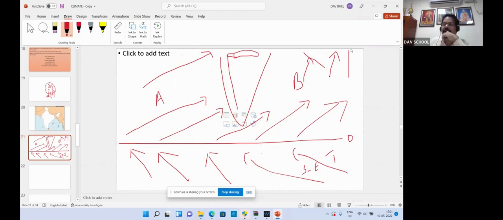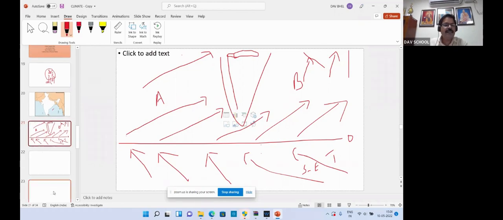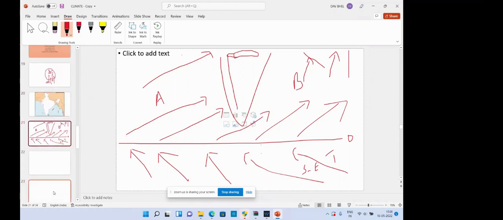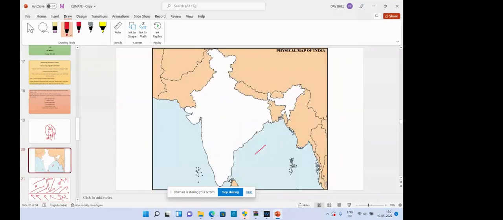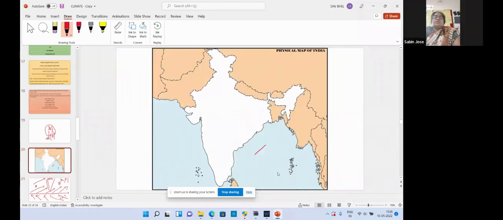But unfortunately, the Aravallis are lying parallel to the wind direction. Because of that, these winds cannot cause rainfall in Gujarat, Rajasthan and all. So this is the story of the Arabian Sea branch. What happens to the Bay of Bengal branch? It will go and get stuck on the Himalayas.